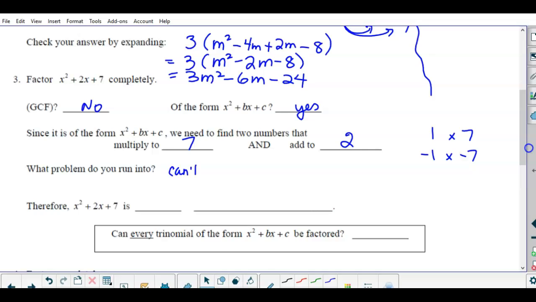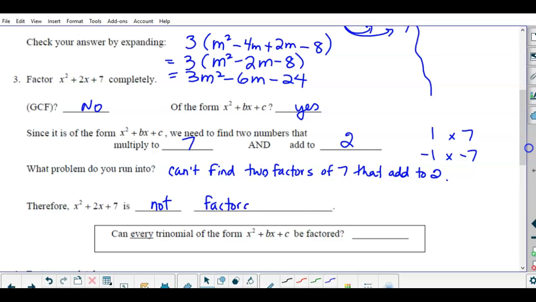Okay, what problem do you run into? Can't find two numbers, it's two factors, let's say, of 7 that add to 2. Okay, so we say this is not factorable. So every trinomial of that form cannot be factored. A lot of them can, but not every single one.